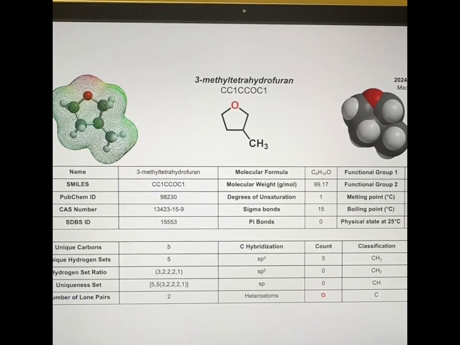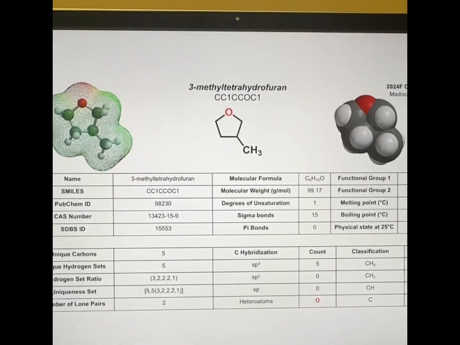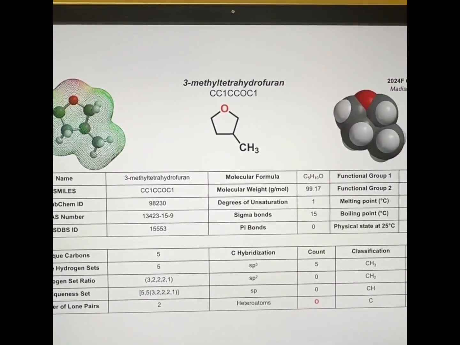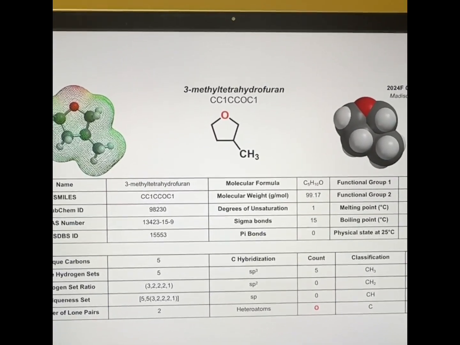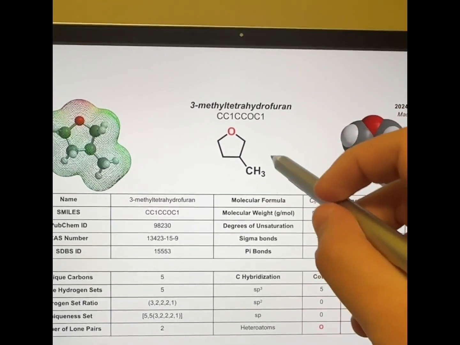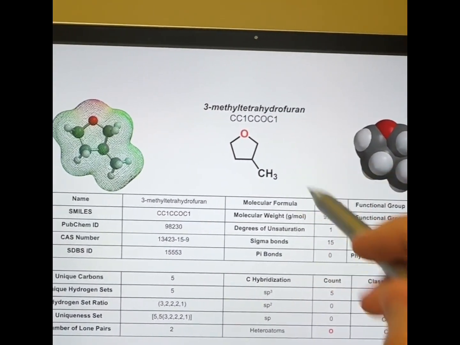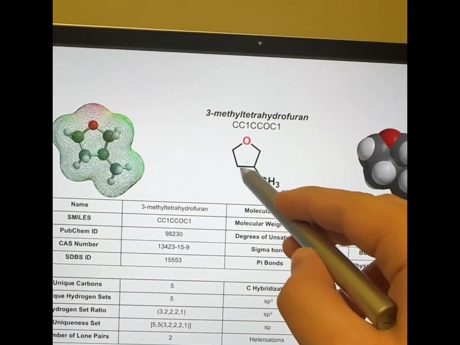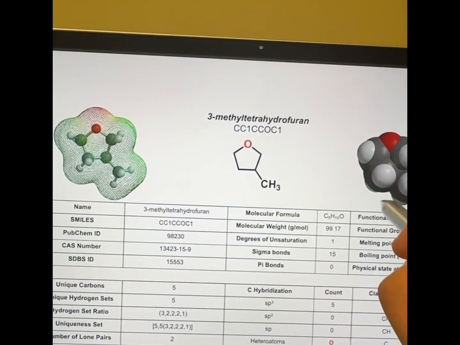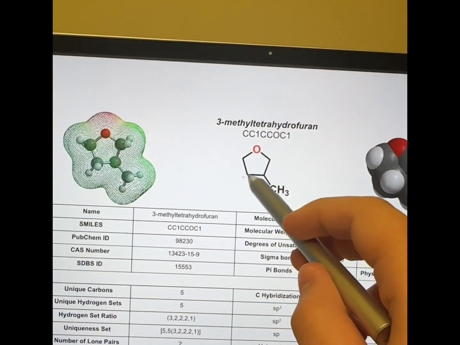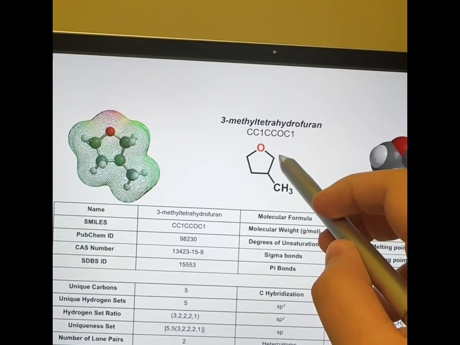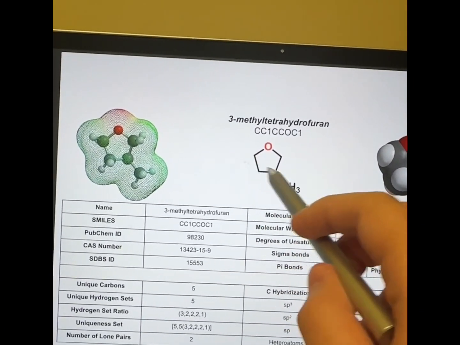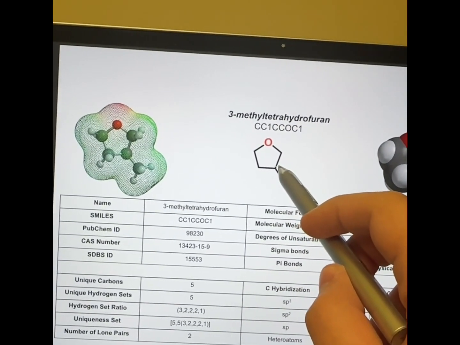There are 5 unique carbons, so each of the carbons in this molecule are unique. This can be determined by looking at what each carbon is attached to. For example, this carbon here is the only carbon attached to 3 hydrogens. This one is the only one with only 1 hydrogen. This one is different from all the other ones because it has attached to a carbon with 2 hydrogens as well as this carbon with only 1.